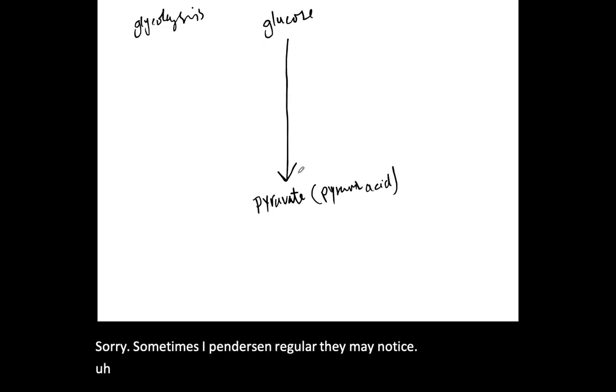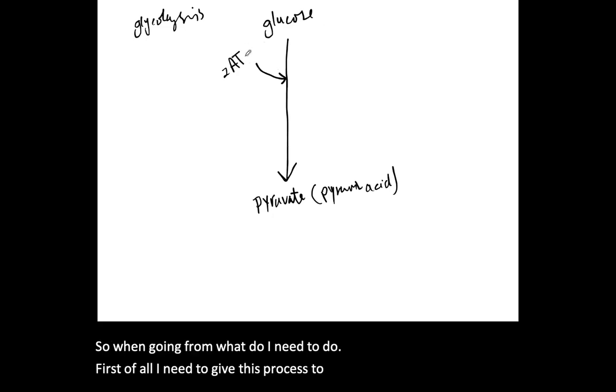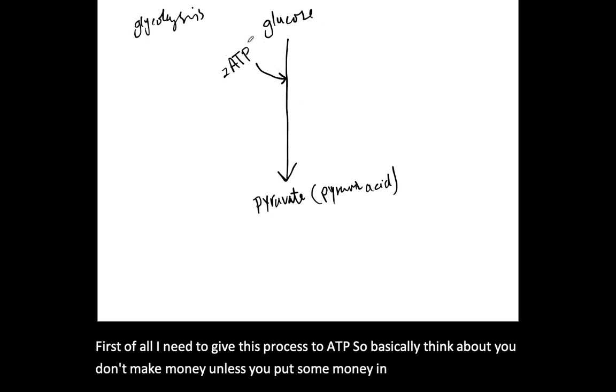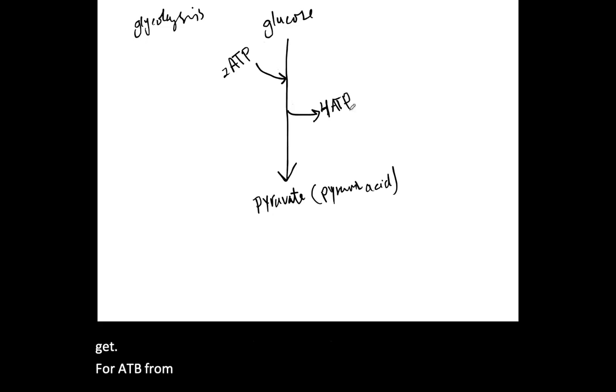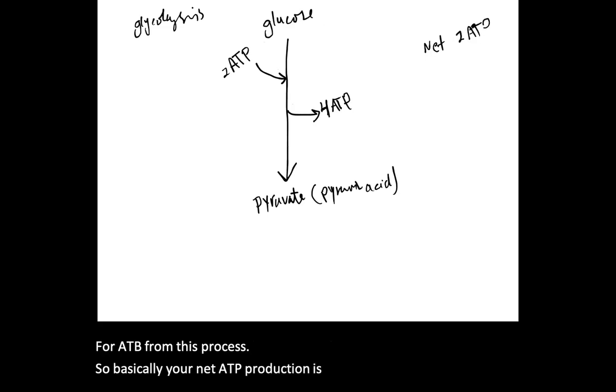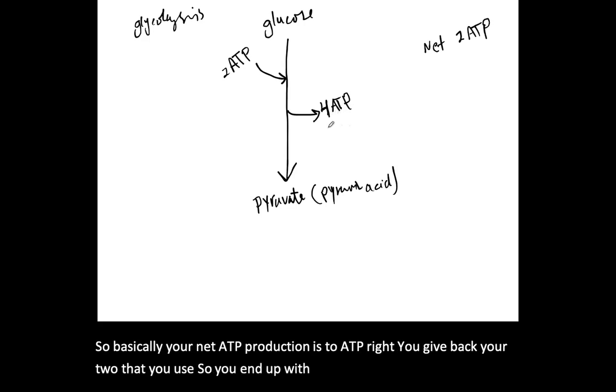So when going from glucose to pyruvate, what do I need to do? First of all, I need to give this process 2 ATP. So basically, think about it: you don't make money unless you put some money in first. So here's your 2 ATP coming in. Now, as this process happens, you actually get 4 ATP from this process. So basically, your net ATP production is 2 ATP, right? You give back your 2 that you used, so you end up with only 2 left.